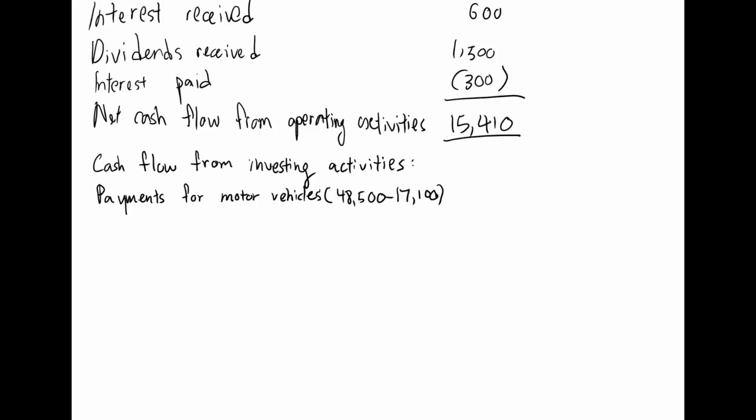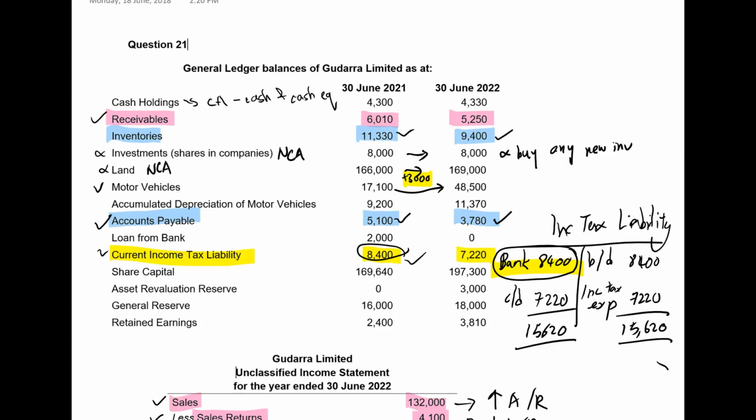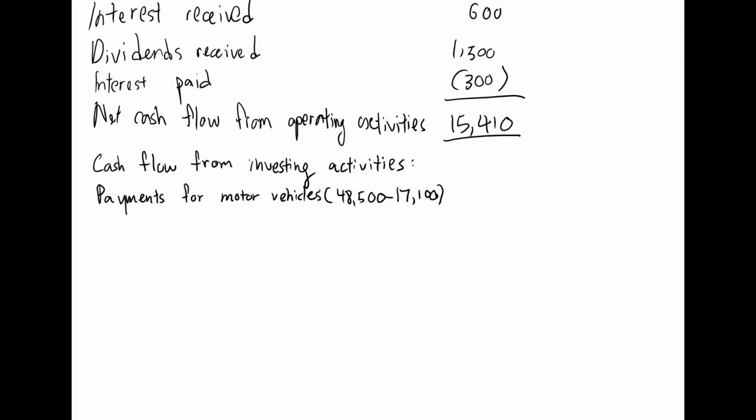You have to find the differences in order to find out how much motor vehicles you have bought. You need to find the difference between the opening balance and the closing balance. So you have bought 48,500 minus 17,100 worth of motor vehicles, so you have bought 31,400 of motor vehicles. If I pay for my motor vehicles, this will be a cash outflow, hence you need to put a bracket over here. So there's a cash outflow of 31,400.